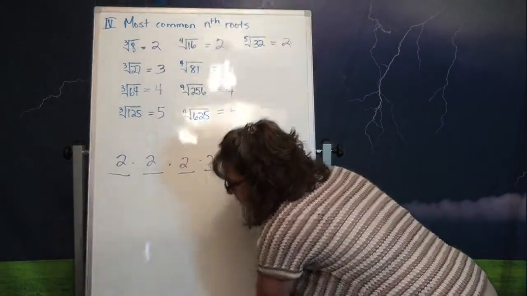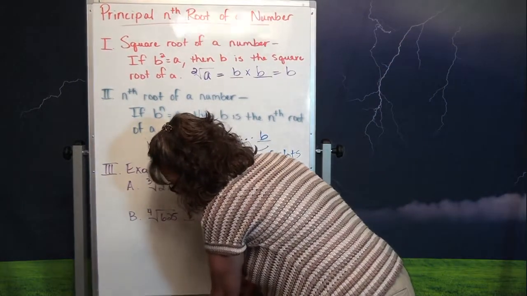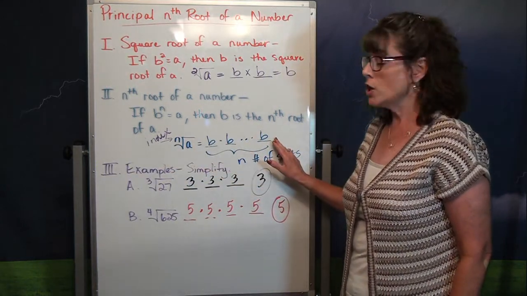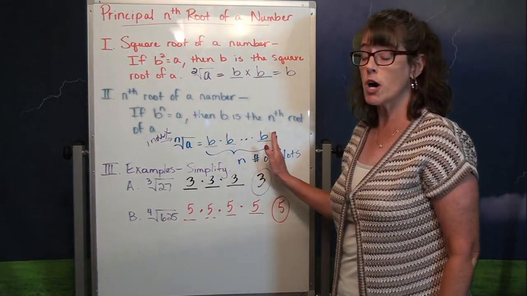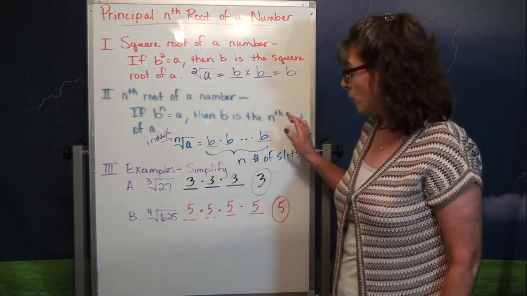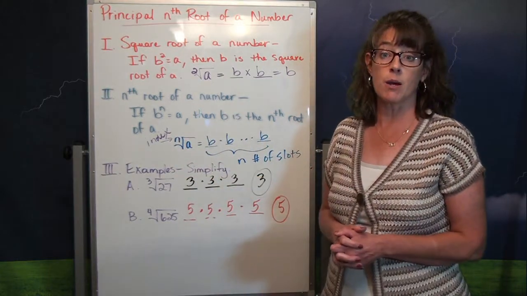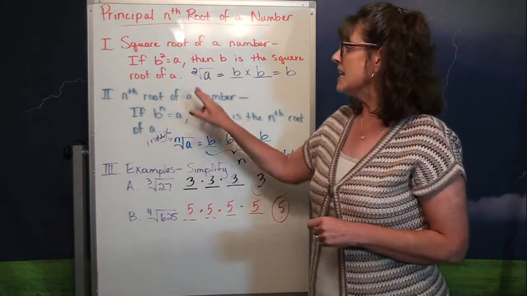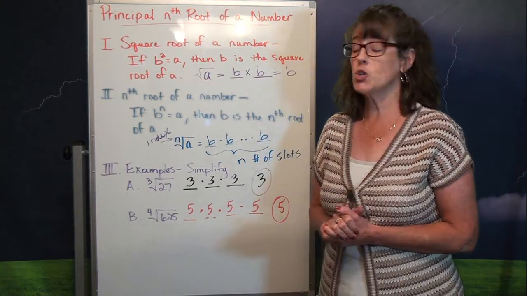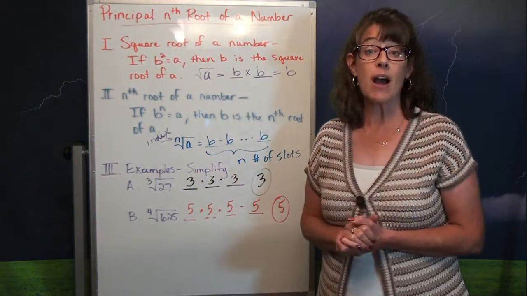So I hope this helps with the concept of an nth root. Like I said, the main thing here is that this index is going to tell you how many slots. You want the same number in each of those slots. You're going to multiply them all together to get the number that's underneath. And so therefore, that number that goes in the slot is the nth root of whatever that number is. And if it doesn't look like there's a number in the index, then it is understood to be a 2, meaning 2 slots, and you want the same number in each. And that's how we arrive at the square root.